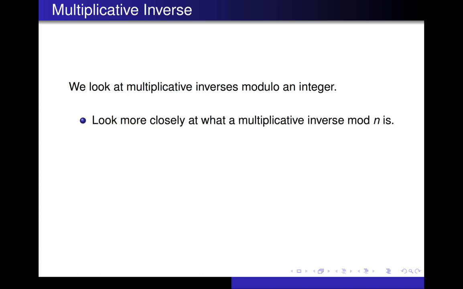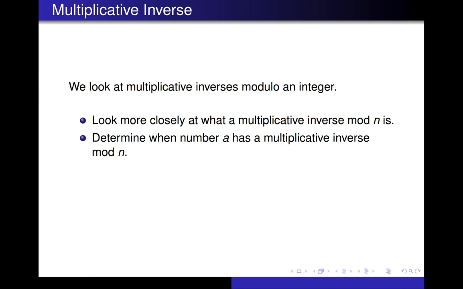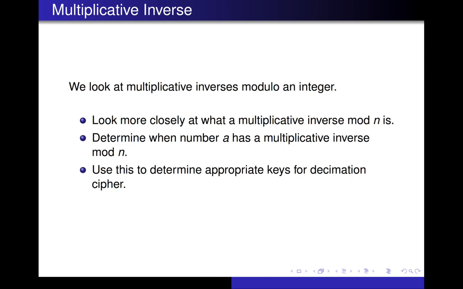As we saw in the video for the decimation cipher, the multiplicative inverse of an integer modulo some other integer was really important. So we're going to look at that more closely. Then we're going to determine exactly when a number a has a multiplicative inverse mod n, and we'll do it in a way that's relatively easy to check. Then we're going to use this to determine appropriate keys for the decimation cipher so we don't run into the same trouble as we did choosing a key of 4.